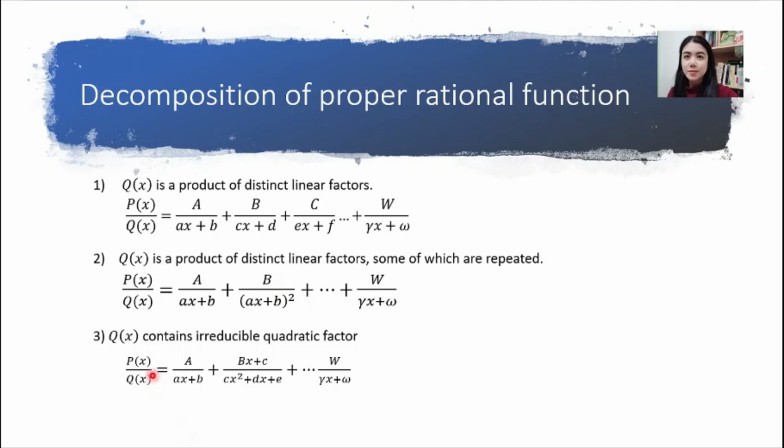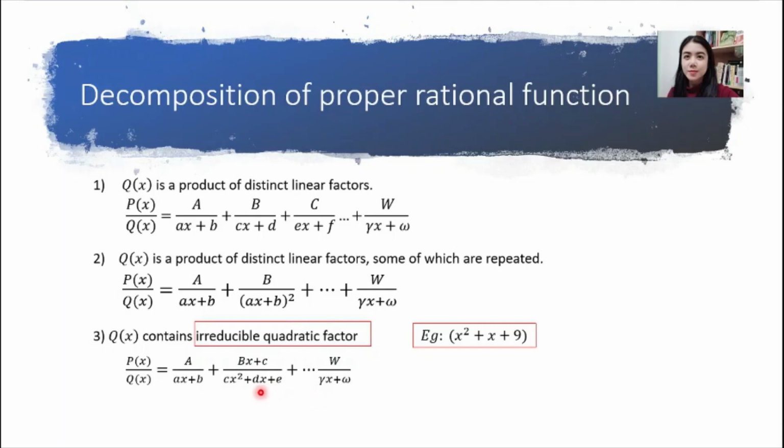For case number 3, you may come across an irreducible quadratic factor. What does irreducible quadratic factor mean? It means you may come across something like x squared plus x plus 9, which cannot be factored. That is referred to as an irreducible quadratic.